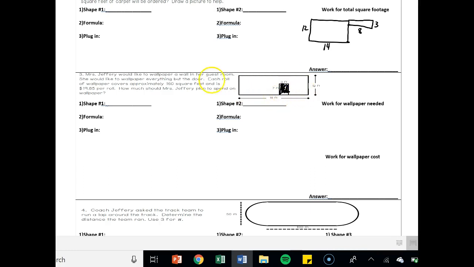But you won't be done after that because each roll of wallpaper covers 160 square feet. You might need more than one roll, and each roll is $19.85. They want to figure out what your answer is going to be a dollar amount. What's the cost for wallpaper?